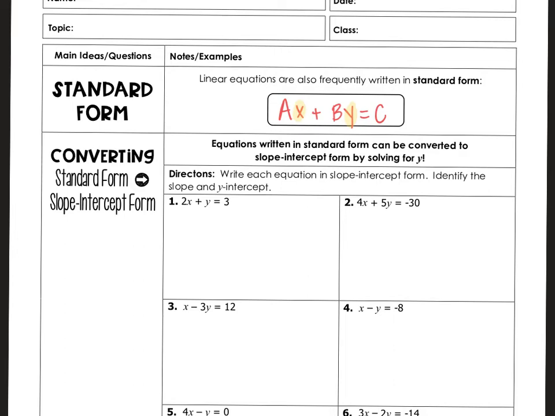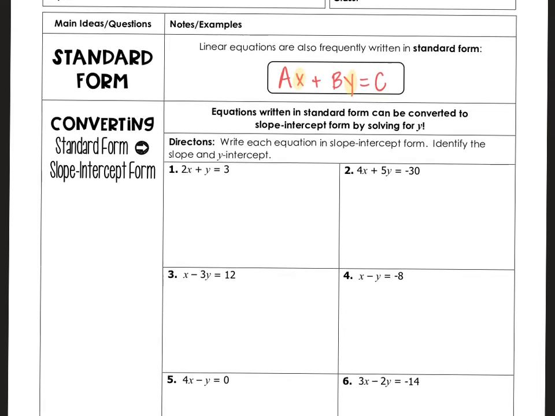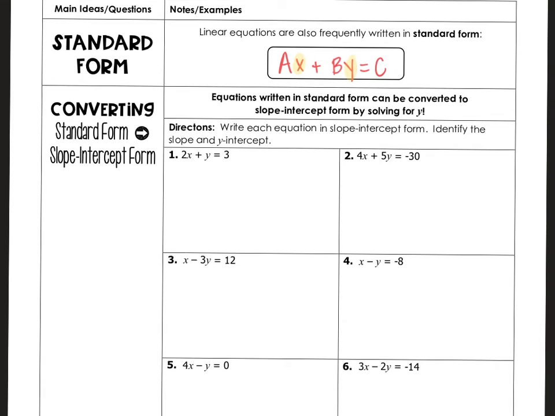All right, so our first activity, we are going to need to convert standard form into slope-intercept form. So we are going to need to move our equation into Ax plus By equals C, and we are going to need to convert that to look like y equals mx plus b, and that's slope-intercept form. So what we need to do is get y by itself.